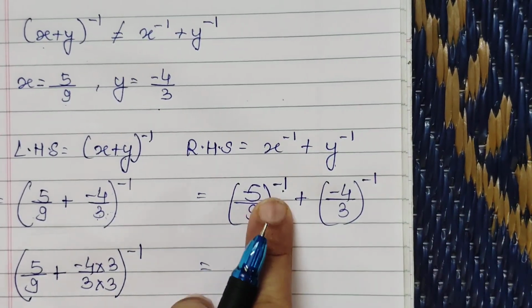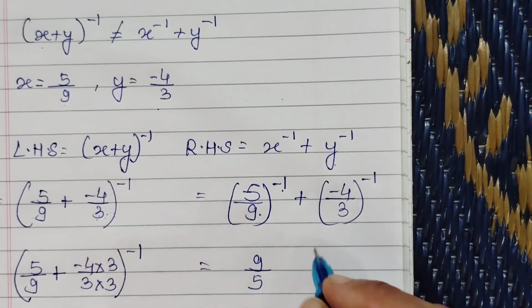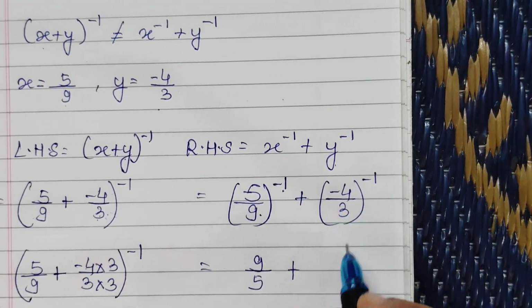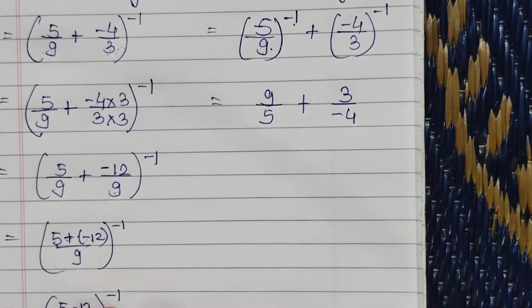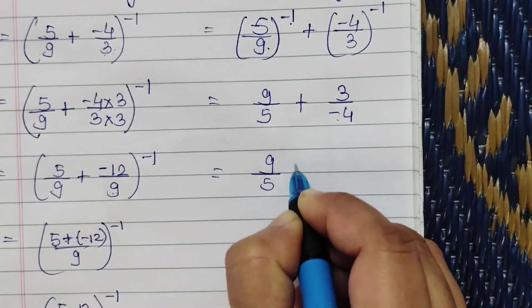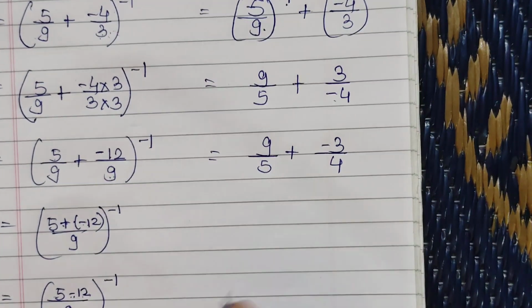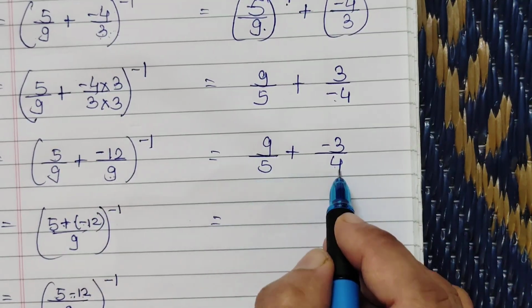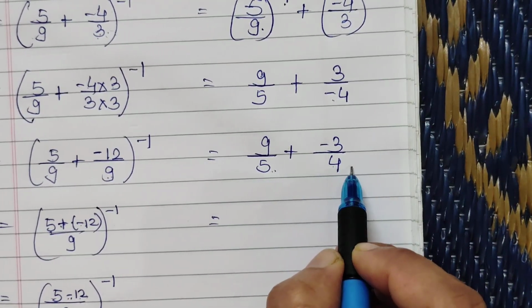Now I am going to remove minus 1. So this will reciprocate. So I will get 9 upon 5, plus this will be 3 upon minus 4. Again for addition we have to move this sign up. So 9 upon 5 plus minus 3 upon 4. Now we have to equalize the denominator. So I will multiply 4 here and I will multiply 5 here.